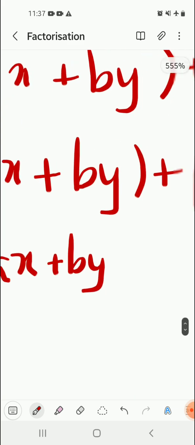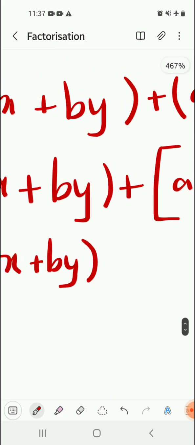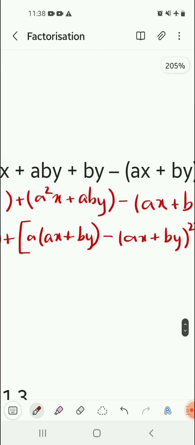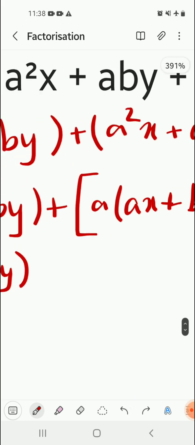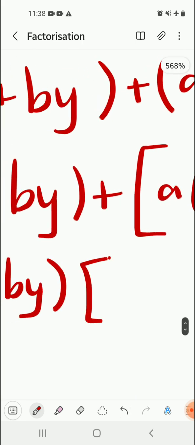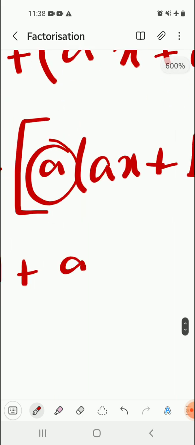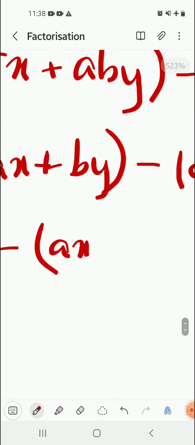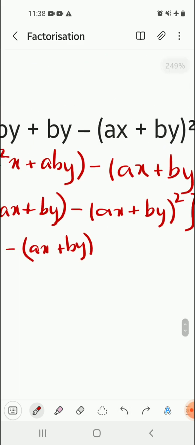ax plus by, and from here we are going to take things out. You can see what we have in common, that is 1 in common, because we have got ax plus by twice. So we will write it within the third bracket, 1 plus a, this a is from here. After this we are going to write minus ax plus by, because we have got ax plus by square over here, so we have taken 1 from here, ax plus by.